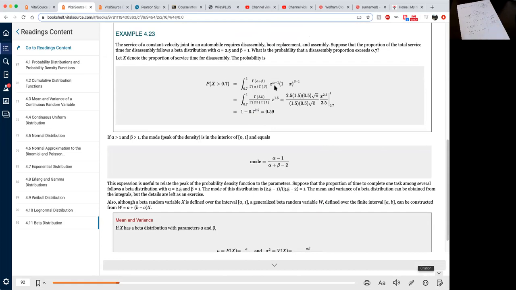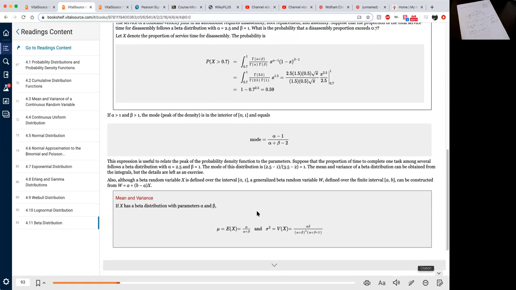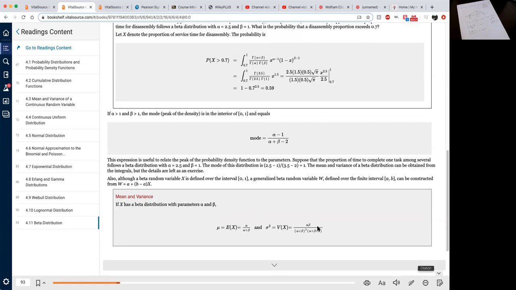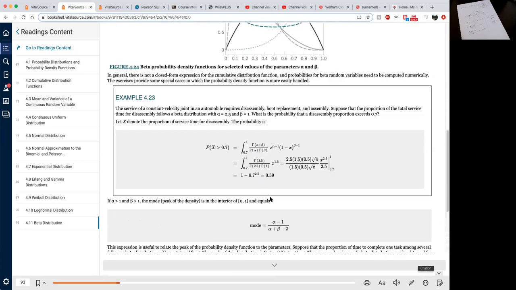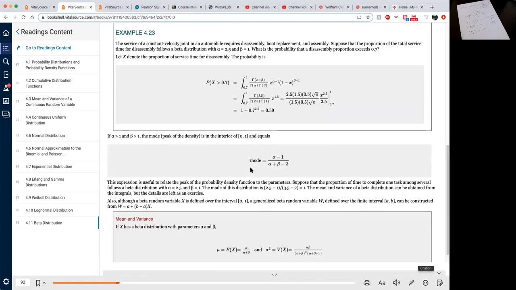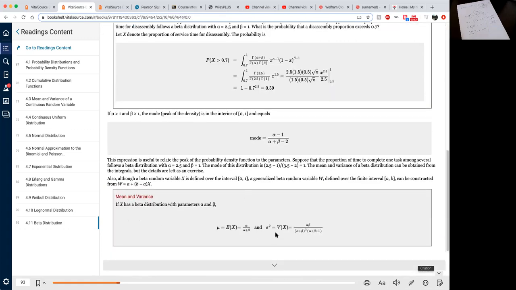Next, the mean and variance are given like this: alpha over alpha plus beta, and alpha times beta over (alpha plus beta) squared times (alpha plus beta plus 1). Normally, the problems mention that they are about the beta distribution. Then you have to apply f of x or the mu and sigma squared formulas.